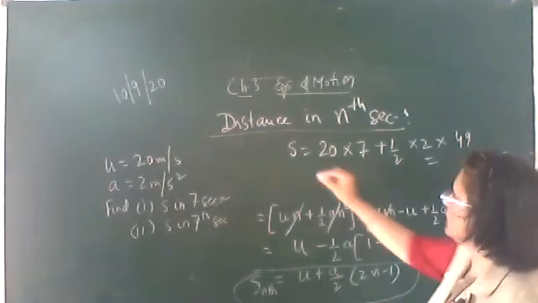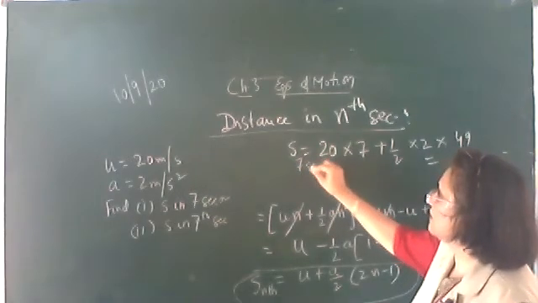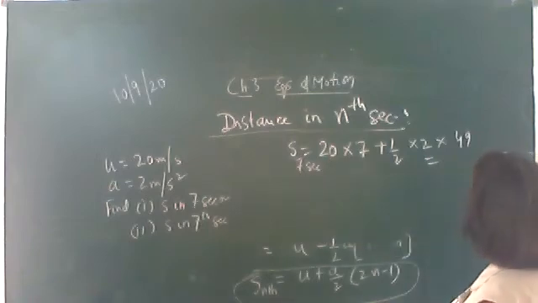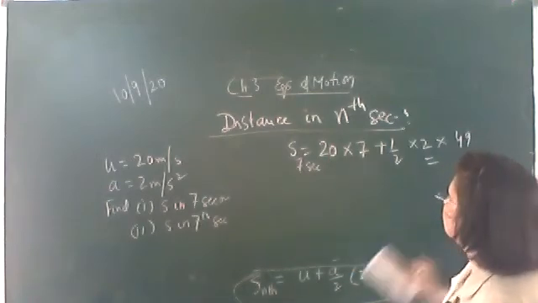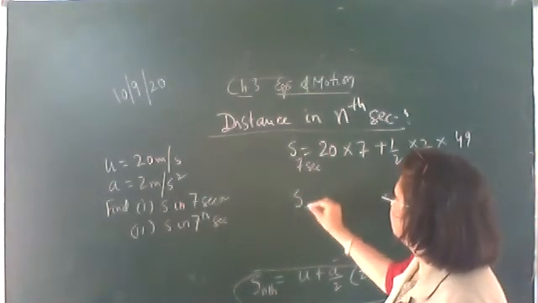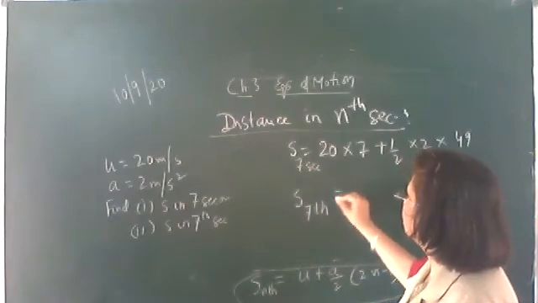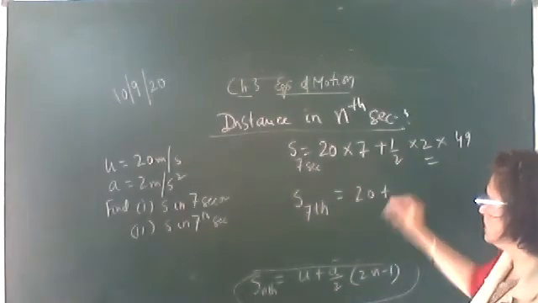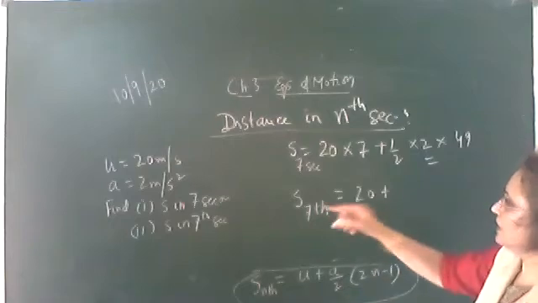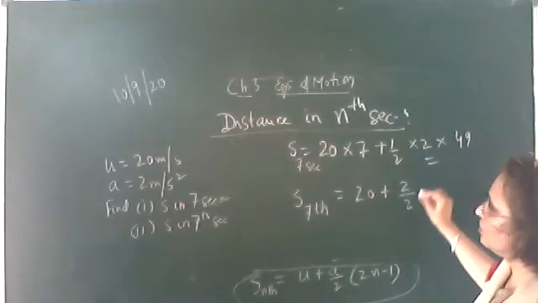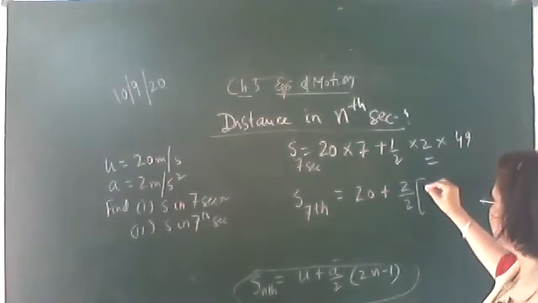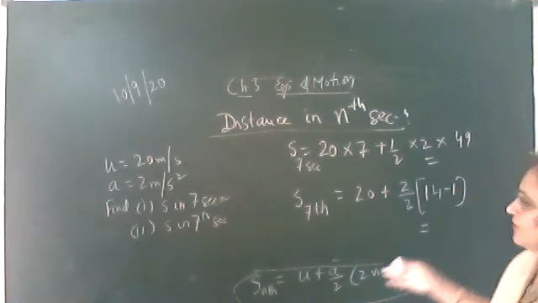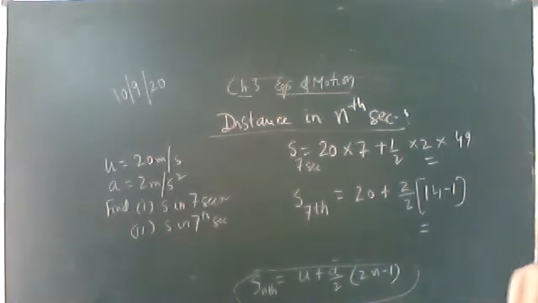Okay, you can simplify. So this is the distance traveled in 7 seconds, whereas the distance traveled in the 7th second is u plus a by 2, 20 plus a upon 2. A here given is 2 upon 2, 2n minus 1, 2 into 7, 14 minus 1. Okay, you can simplify and get the answer in meters.